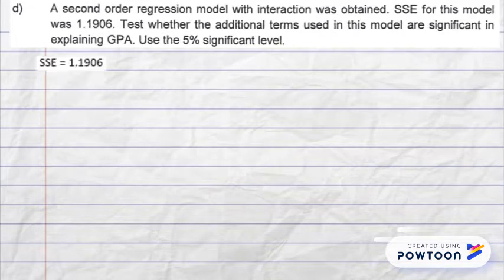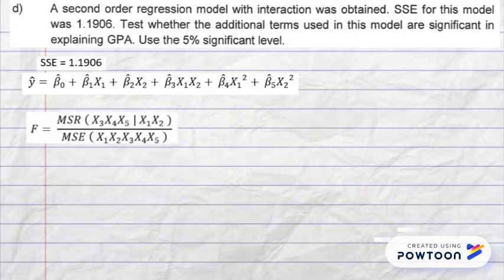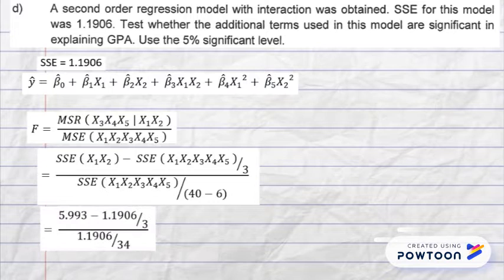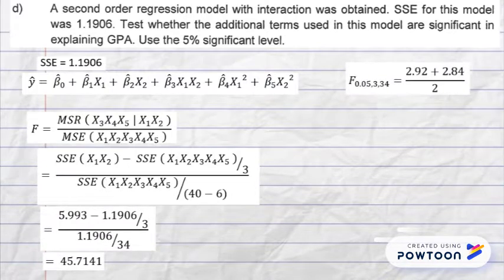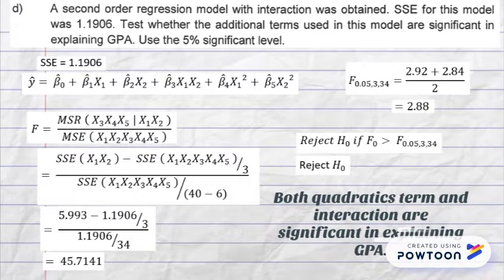Question 4D is to test whether the additional terms are significant. We need to find the F value of the new model. F equals 45.7141. Then, after we get our F value, we need to compare it with the F critical value, which is F 0.05, 3, 34 equals 2.88. So, we reject H null.